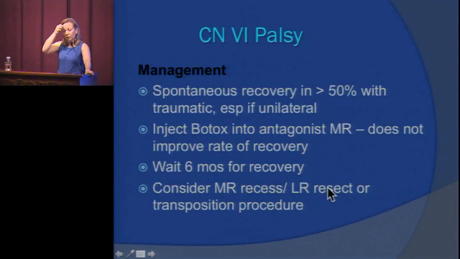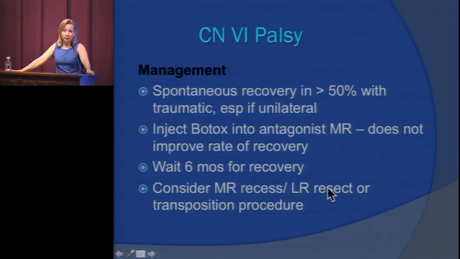The management of a sixth nerve paresis includes that there may be spontaneous recovery in about 50% of the patients, especially with traumatic if they're unilateral. You can use Botox onto the antagonistic medial rectus. This does not improve the rate of recovery, but helps them with alignment during the recovery. And you wait about 6 months for recovery of that muscle before you consider surgery.